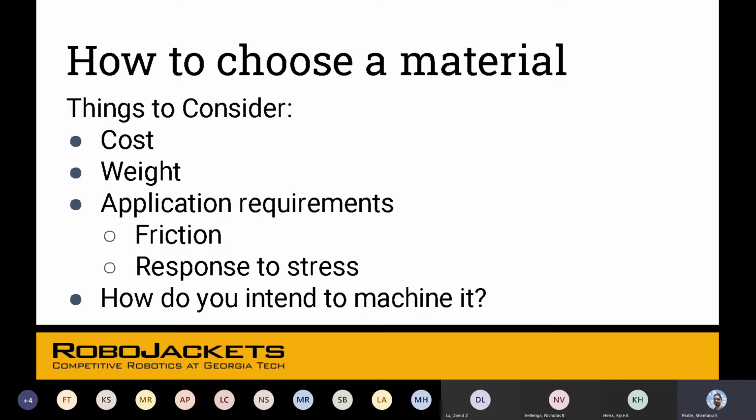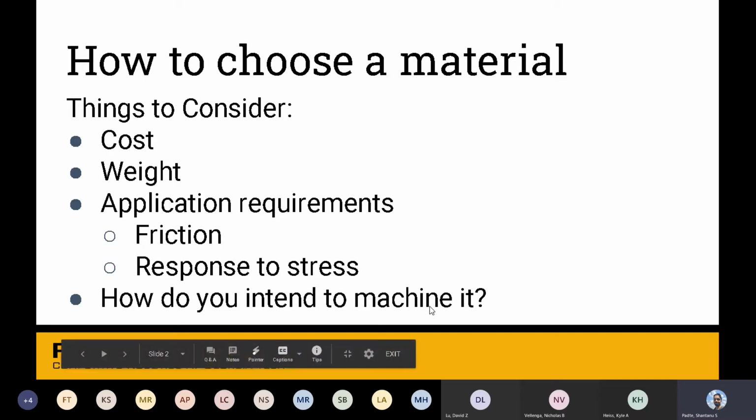Like, is this part going to be in contact with other parts? Is it going to be under stress? Are you going to subject it to any kinds of forces and stuff? These are the kind of questions you have to ask when you're trying to create something. Because CADing it in Inventor is one thing, but what do you do after you CAD it? You have to start creating it in real life, right? So how do you intend to machine it?